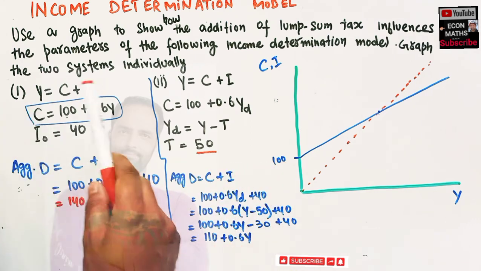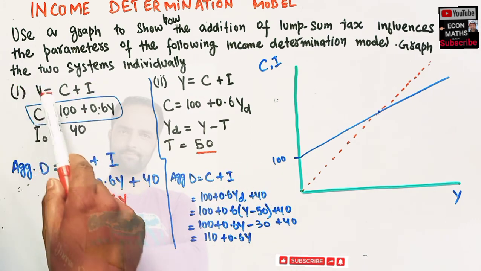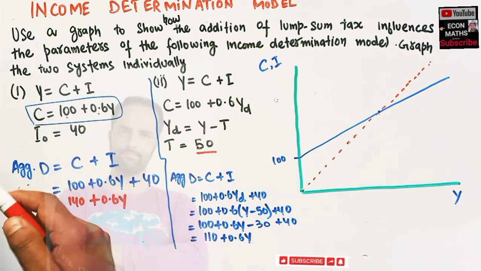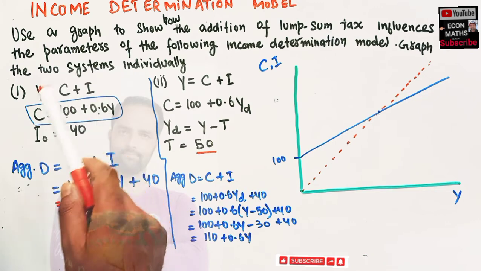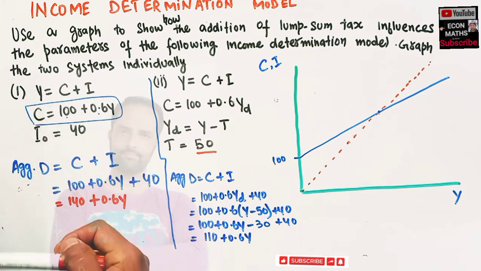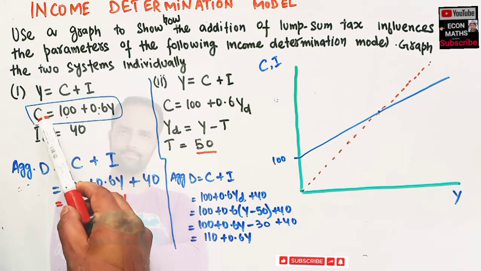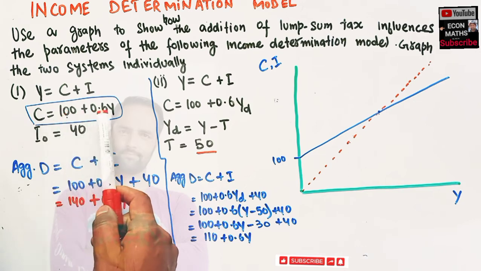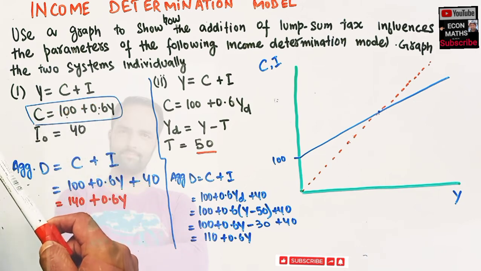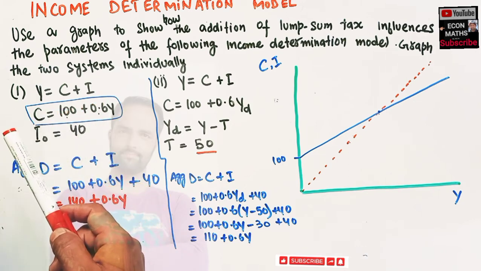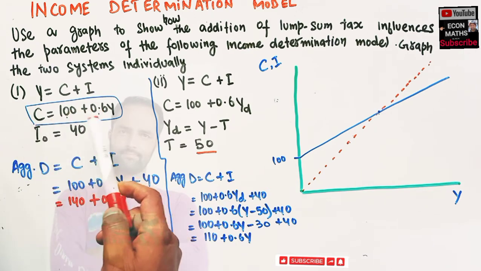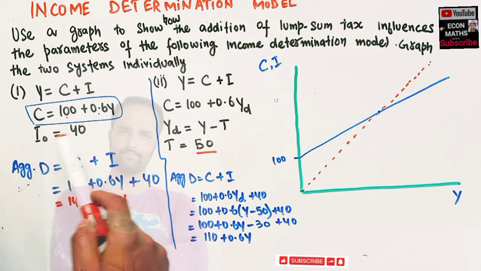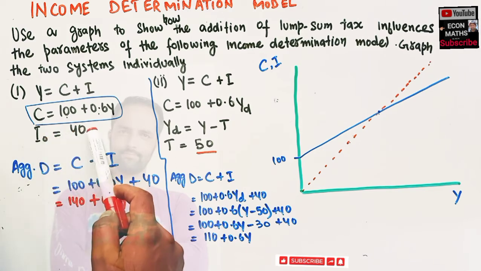So we have the income determination model as Y is equal to C plus I. Y is our GDP or output, which is equal to consumption expenditure plus investment expenditure. The consumption function is 100 plus 0.6Y. 100 is our autonomous consumption, which does not depend upon the level of income. 0.6 is our marginal propensity to consume. And investment is autonomous here, which is 40.